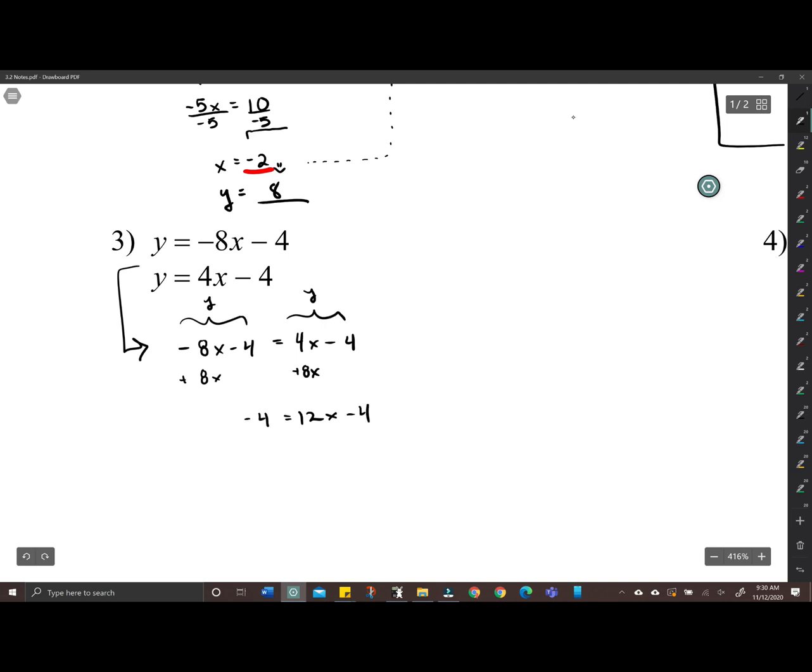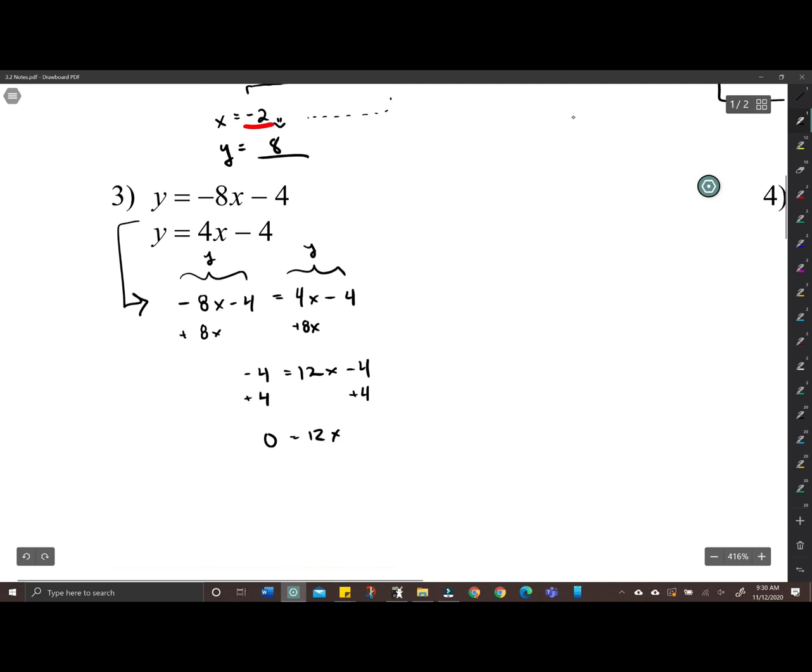Then I'll add the 4. Okay, -4 plus 4 is 0 equals 12x. Now don't stop here, okay? Students tend to stop here, and I'm going to write a little skull and crossbone. I expect you to have this down. The answer is not no solution.